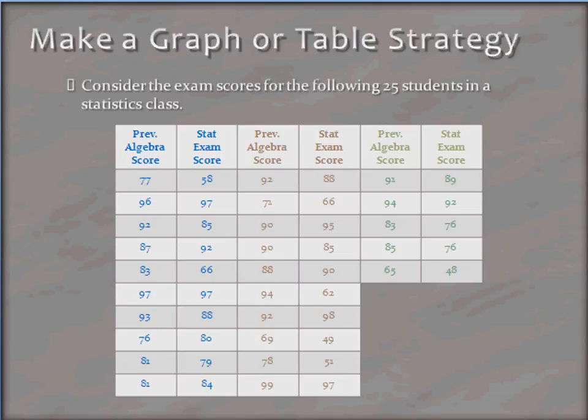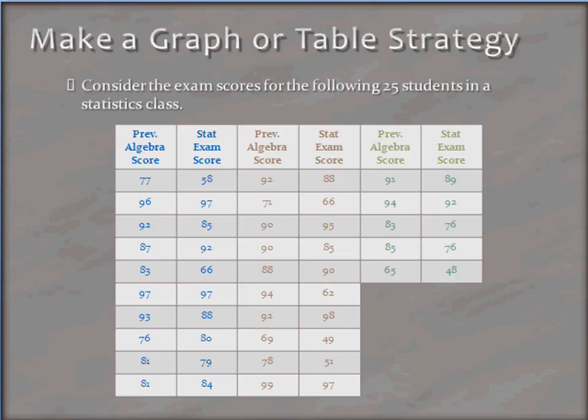The answer is probably not very much. You can see from the headings that you have been given the previous algebra score of the student, a score that student got in a previous algebra class, as well as their present statistics exam score. But we see a large jumble of scores here, and it's really hard to see if there's any kind of trend that stands out or anything interesting going on.